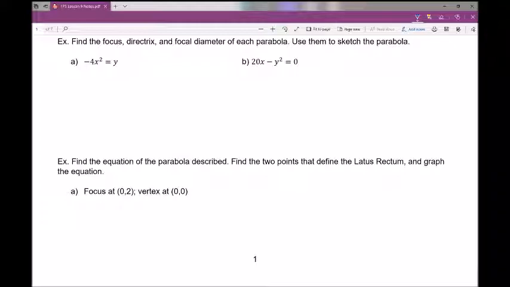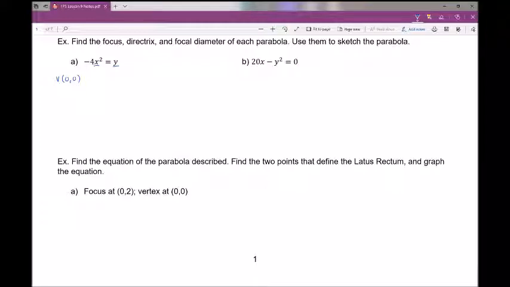So the first thing that I would look at here is, well, what is the vertex? The vertex here is going to be (0, 0), because notice we have nothing added or subtracted from x, we have nothing added or subtracted from y. So the vertex is going to be (0, 0). And I think for the remainder of this section, we're just going to assume that the vertex is (0, 0) for the most part, and we'll talk about more complicated stuff later in another video. So the vertex is (0, 0).